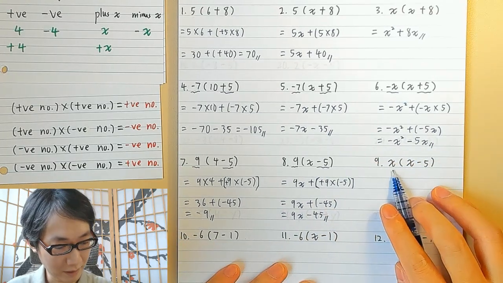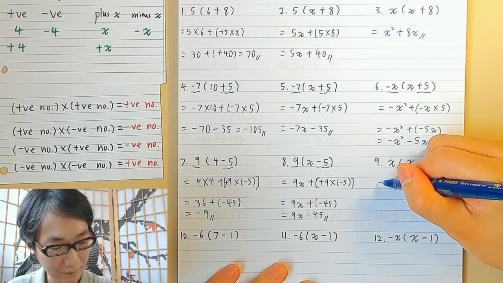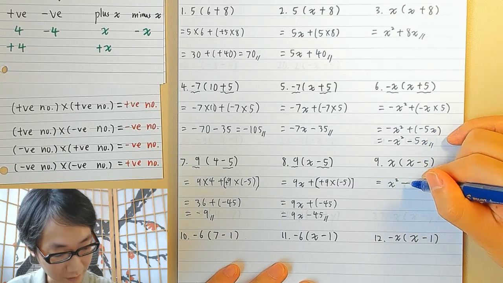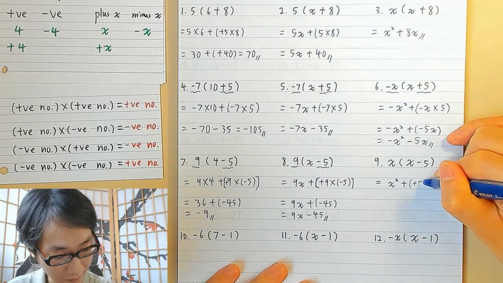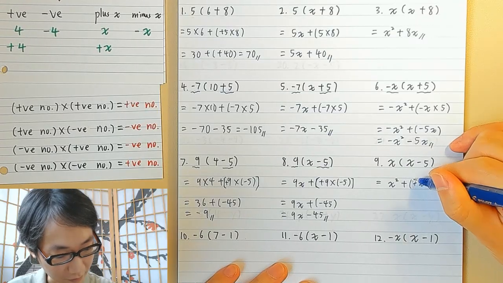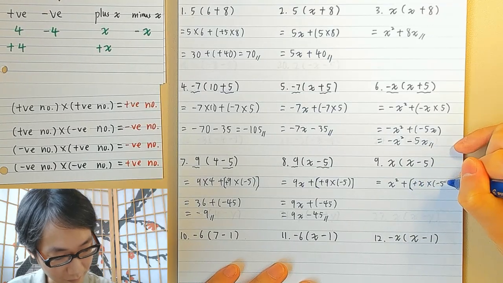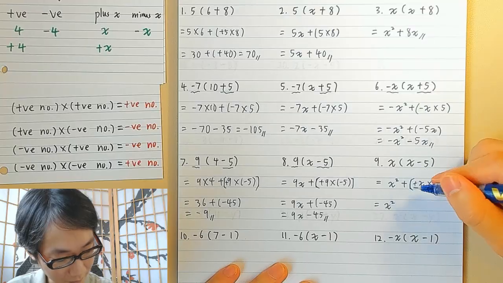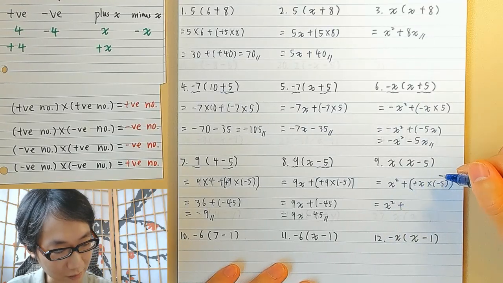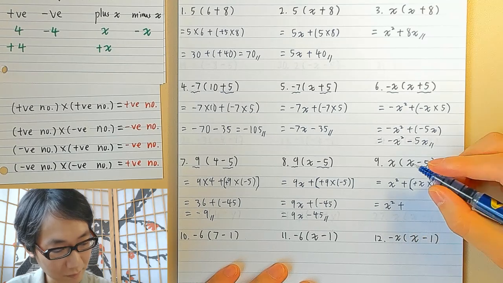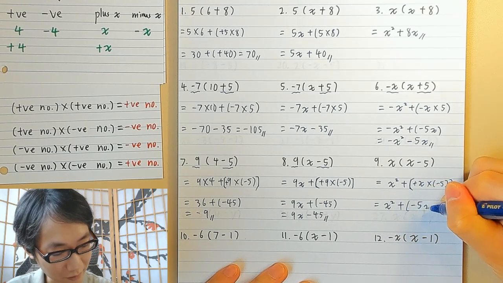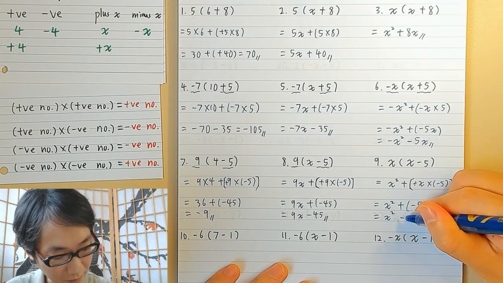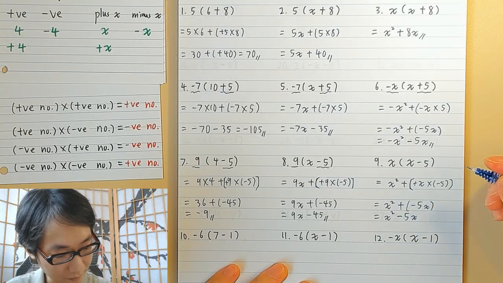Now plus x times plus x for the first term, still plus x squared, and plus x times negative 5. In the mid bracket, negative 5 times plus x, so negative 5x. Then we have x squared minus 5x. Okay.